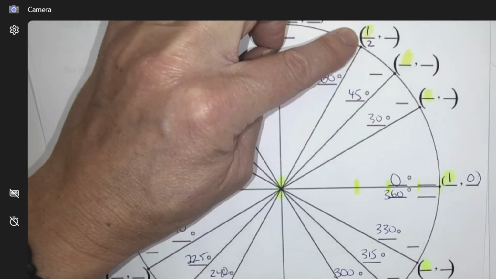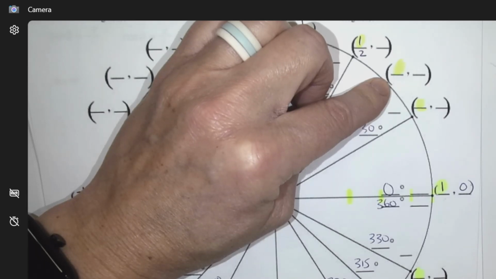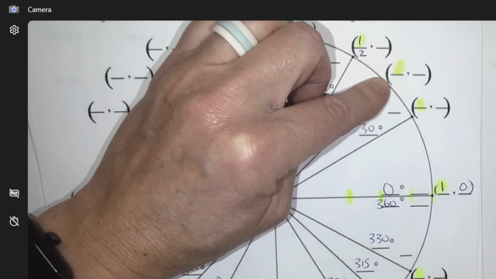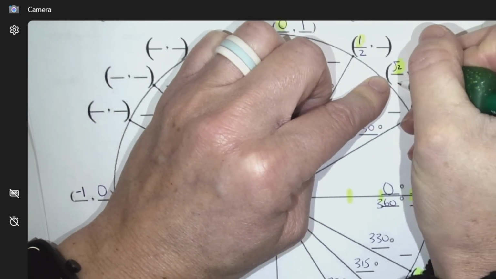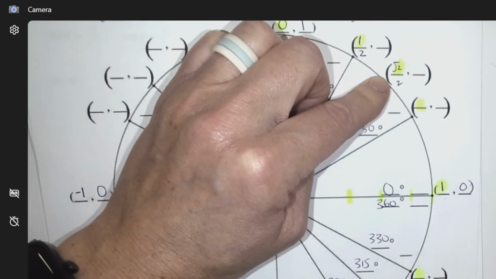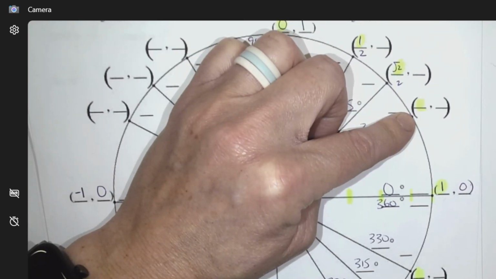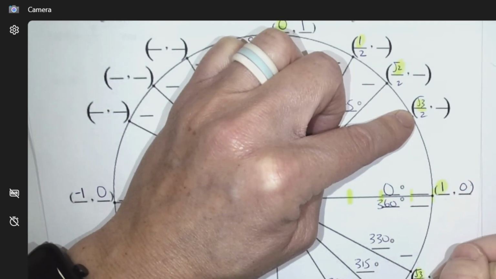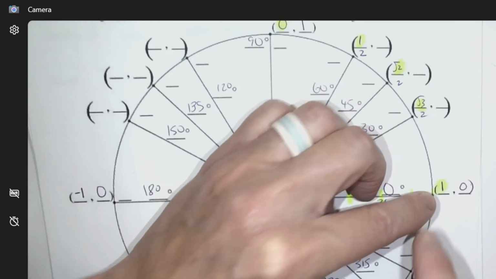Okay, now I'm going to shift to the next coordinate move. These both have the same x value. Can you see that they're lined up with each other? So what's the next increment? √2/2. I'm going to make another move. So now I'm at a √3/2. I'm going to make my last move, 1.